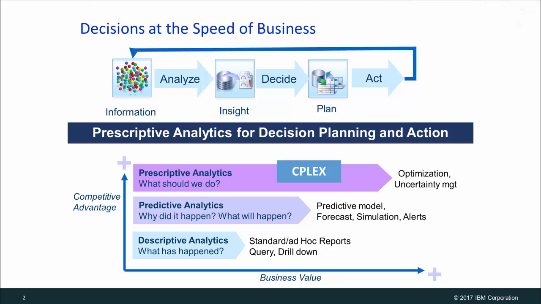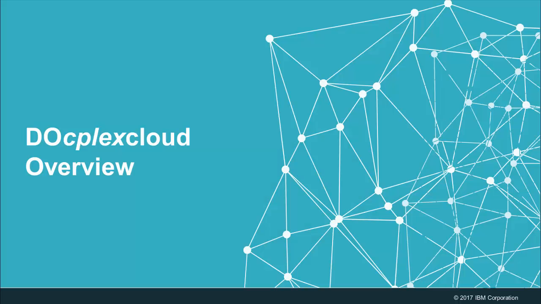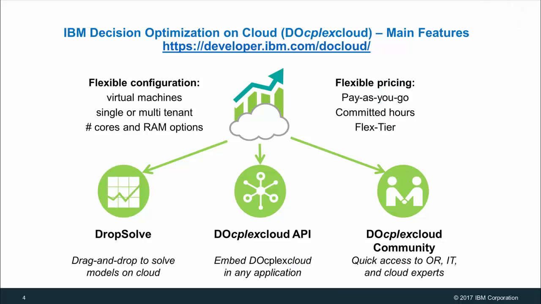Mathematical optimization is the basis for these approaches, and Cplex is its most prominent implementation. In summary, prescriptive analytics together with predictive and descriptive supports decision makers to make better decisions faster. And Cplex is the engine that powers prescriptive analytics. Now let's dive into IBM Decision Optimization on Cloud, or DOcplexcloud. Here are the main features of DOcplexcloud.